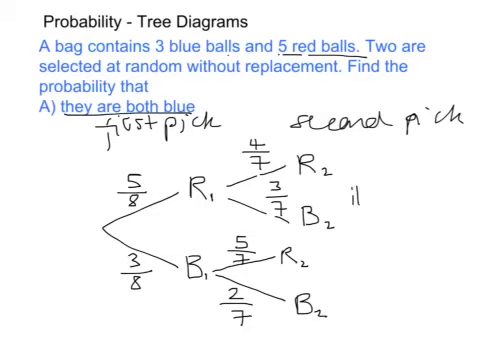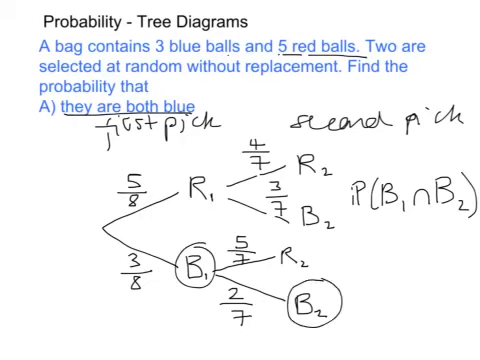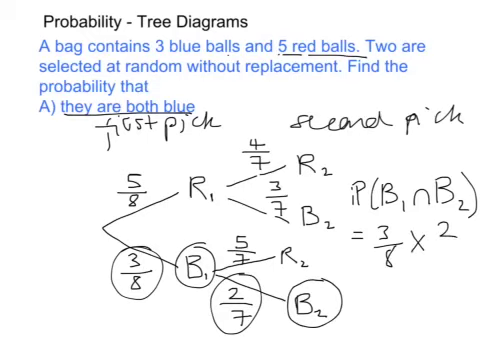So we want the probability of B1 and B2. So basically we want to do this and then this, because there's only one way that we can pick blue and then blue. And so for the probability, we multiply along the branches. We're going to be multiplying this and this. So it's going to be 3 over 8 multiplied by 2 over 7, which is, well, we could cancel that, so that'll be 3 over 4, so it's going to be 3 over 28.